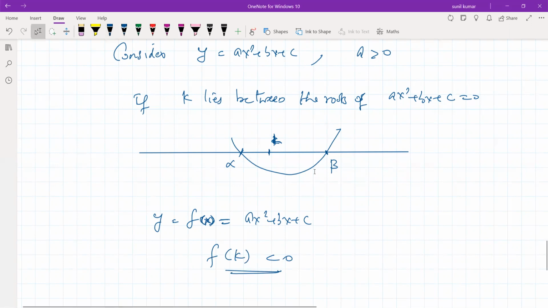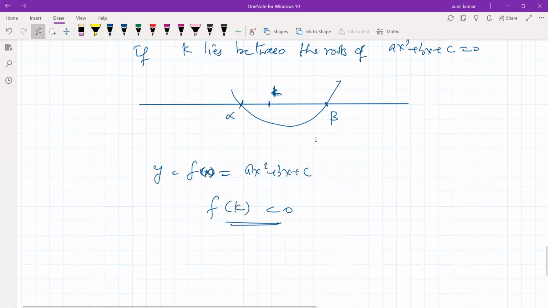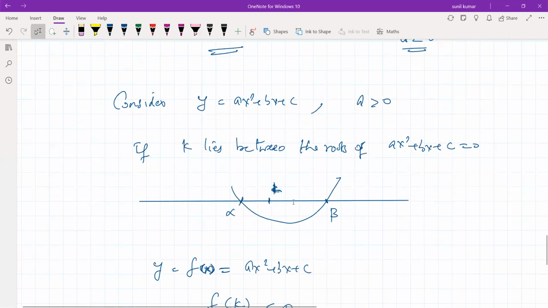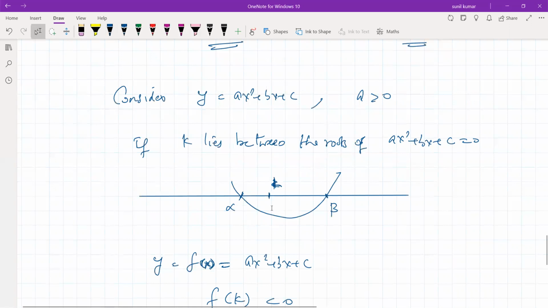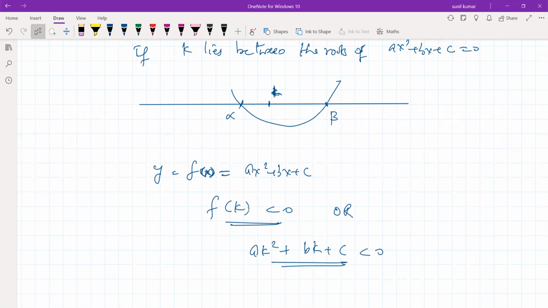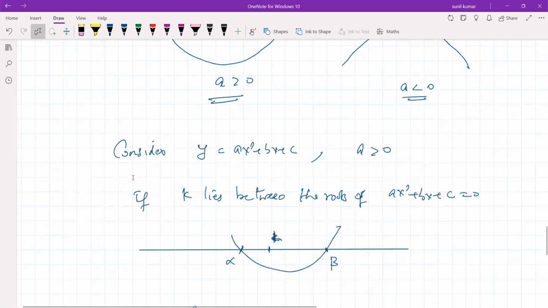So yes, what is happening? If k lies between the roots of ax square plus bx plus c, then y equal to f(x), this is ax square plus bx plus c. f(k) is negative. So you can take the given expression as f(x) and put x equal to k. What is the meaning of this? a k square plus b k plus c should be negative. This is the condition for k lying between the roots.